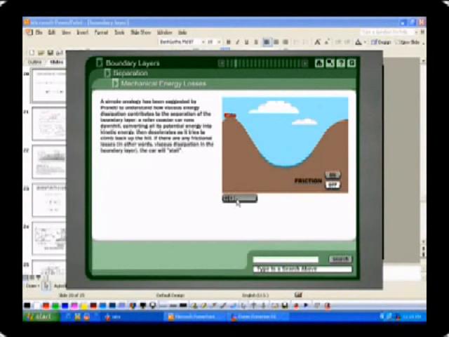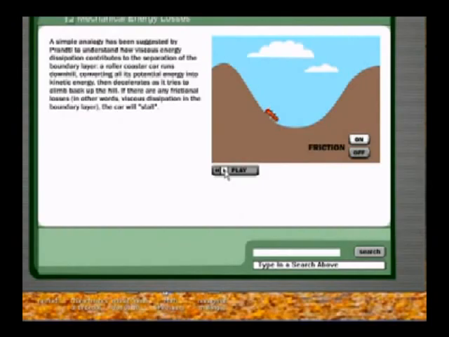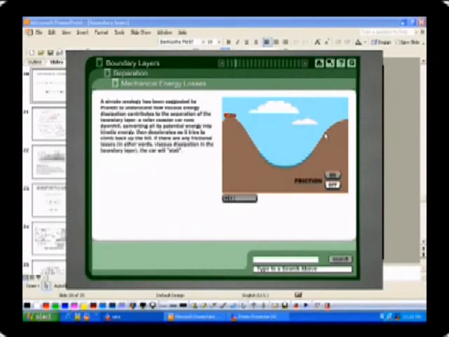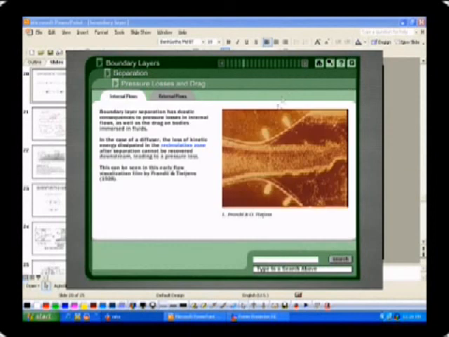If there is friction, this car will not reach the right hand side, it will reach up to this height only. It means that because of the friction some energy is lost, so that's why it will reach up to this point only. When there is no friction, it will reach up to this point. So the whole kinetic energy is converted into potential energy. But if there is friction, then some energy is lost, and that's why it will not reach this point, it will reach up to this point only. So separation plays a very important role in both internal flows as well as external flows.